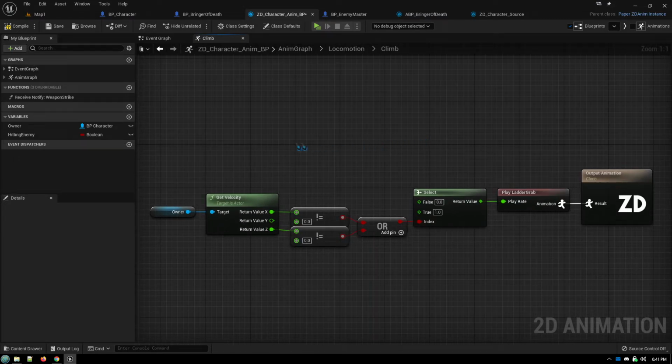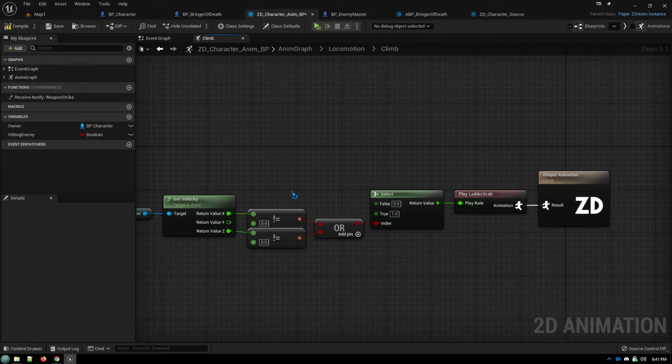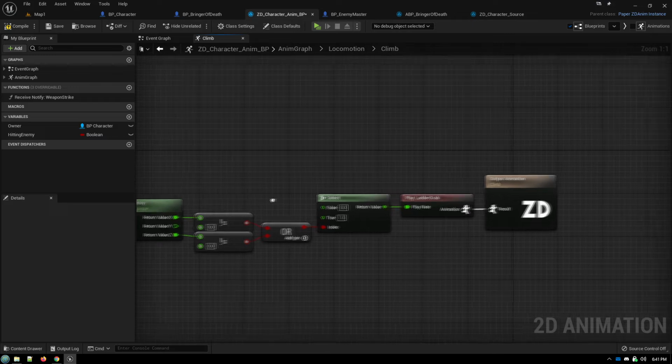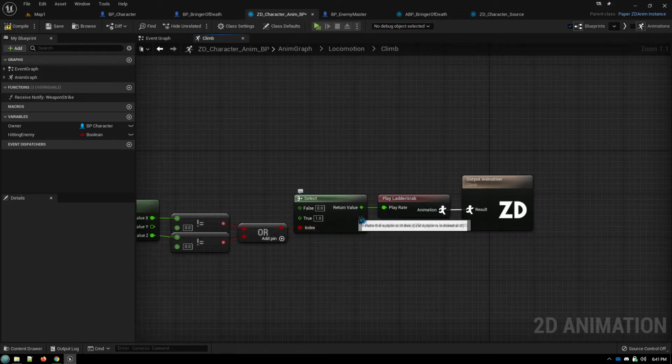What we're essentially doing is we're checking the movement both up and down, which is the Z, or sorry, up and down, which is the Z, and left and right, which is the X. And if they're not zero, that means you're moving. If either one of those is the case, then we set the play rate to 1. And if neither of them are, that means you're not moving, set the play rate to 0.